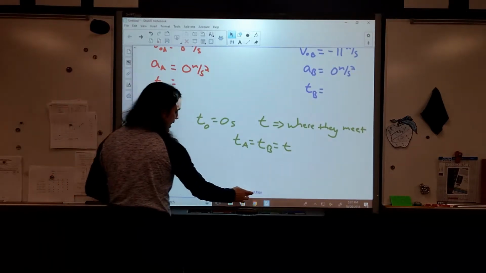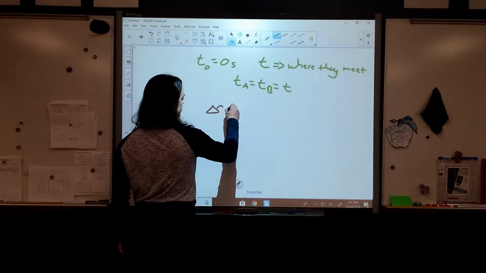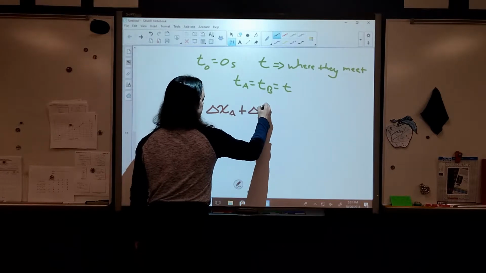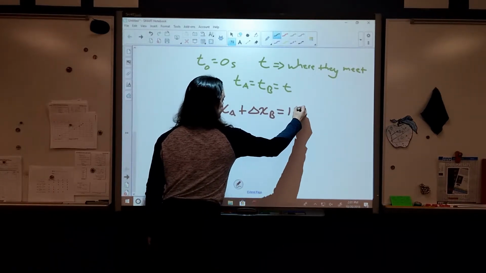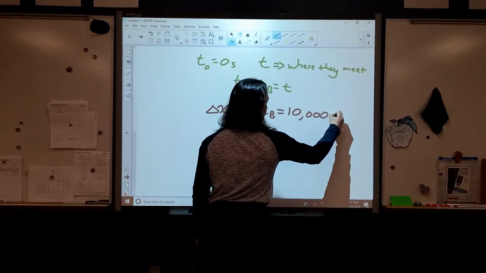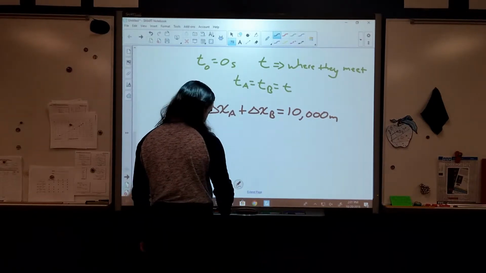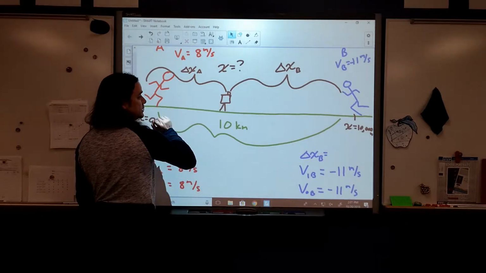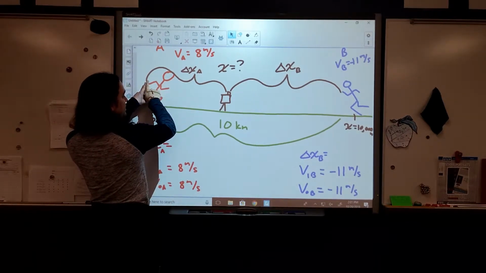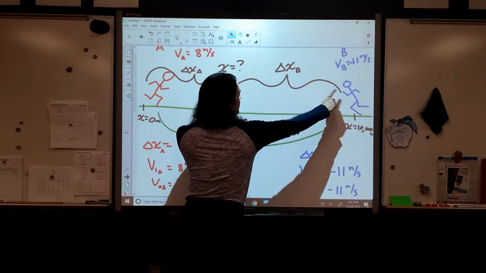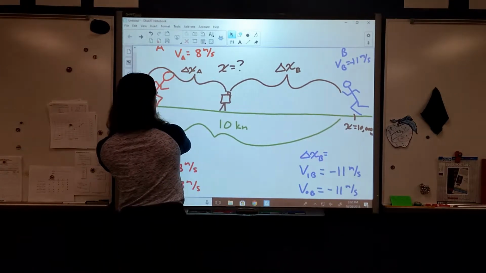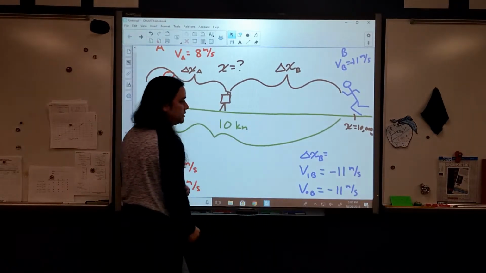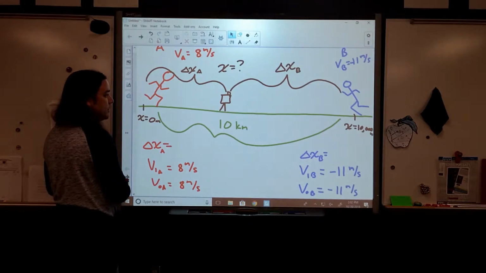So I can do delta XA plus delta XB equals 10,000 meters. This is something that is specific to our problem. No matter where this meetup point is, I know that with this setup, delta XA and delta XB together must be the total length that they start apart, 10,000 meters.